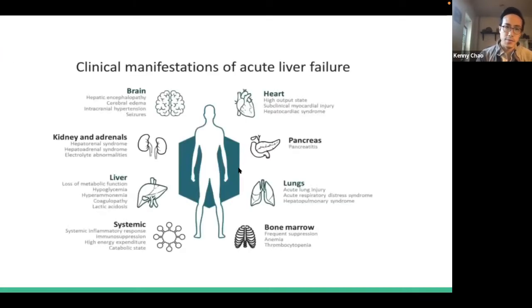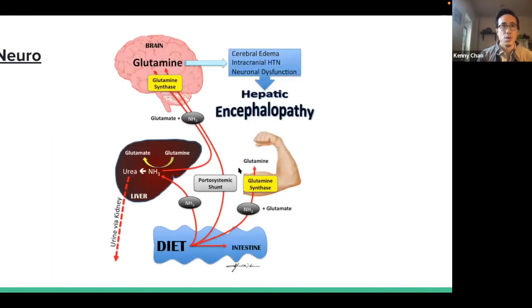Again, there are a lot of clinical manifestations of acute liver failure. I think we'll just focus on the main ones today. So in terms of neuro, just a little pathophys. The liver helps detoxify ammonia. Basically, it converts it into urea through the urea cycle, and then it gets excreted by the kidneys. But it's not the only organ that processes and detoxifies ammonia. It's actually done in a lot of other organs and peripheral tissue, and it gets converted into glutamine.